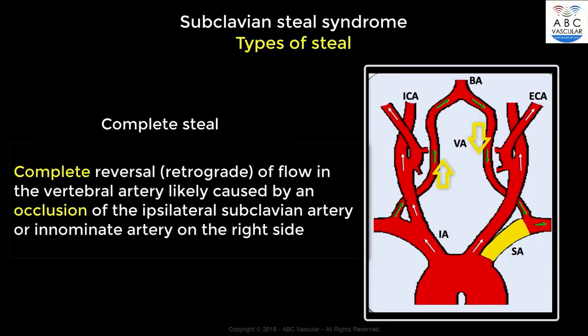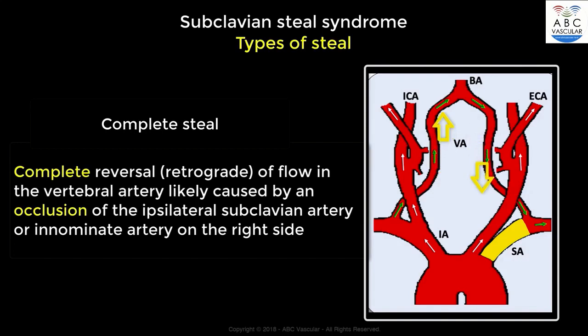A complete steal occurs when both the systolic and diastolic blood flow are retrograde through the vertebral artery, which is ipsilateral to an obstruction, or a severe stenosis of the subclavian artery or the innominate artery on the right side. Therefore, the direction of the blood flow within the vertebral artery will not be antegrade as it should normally be.